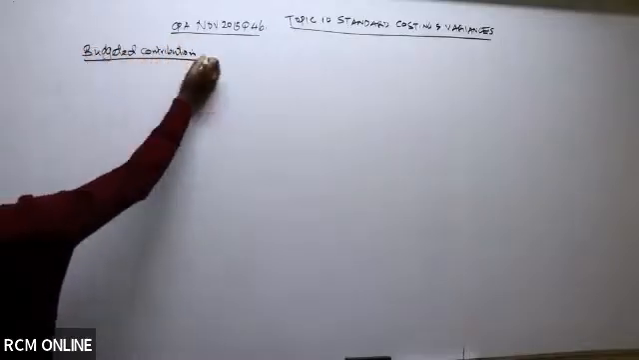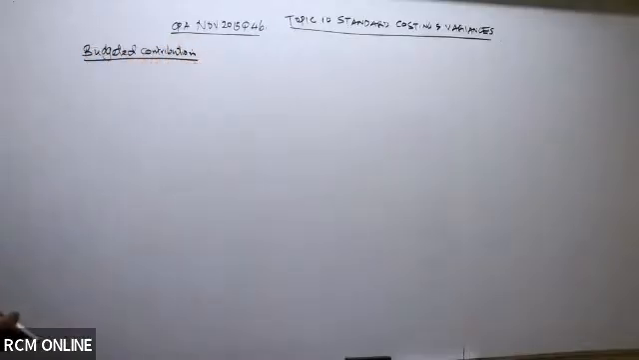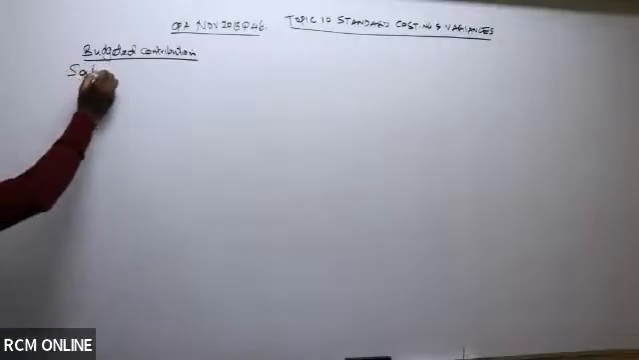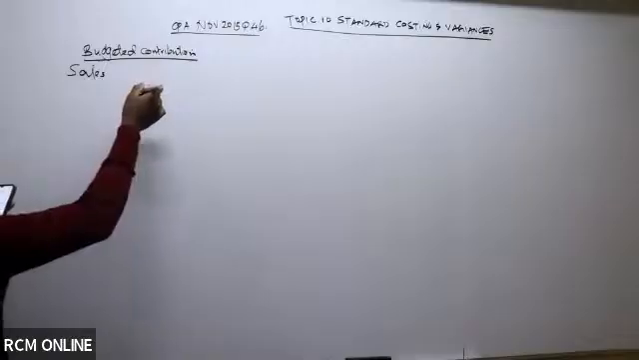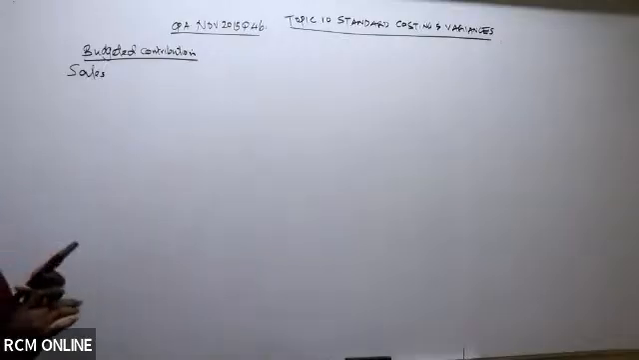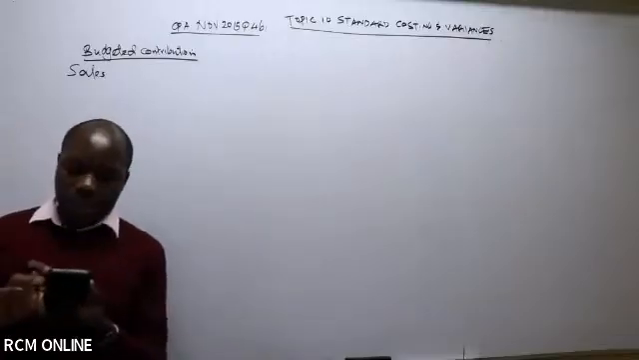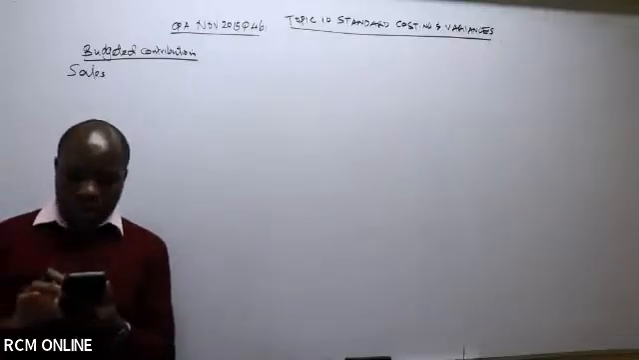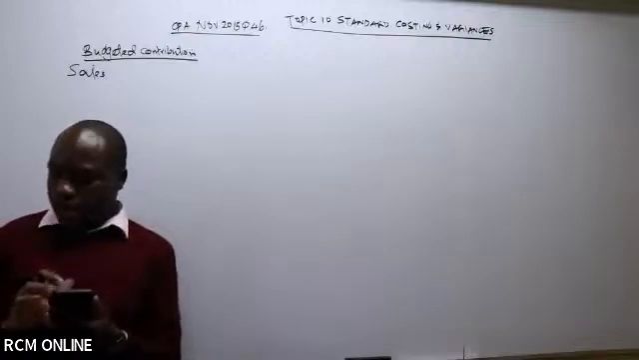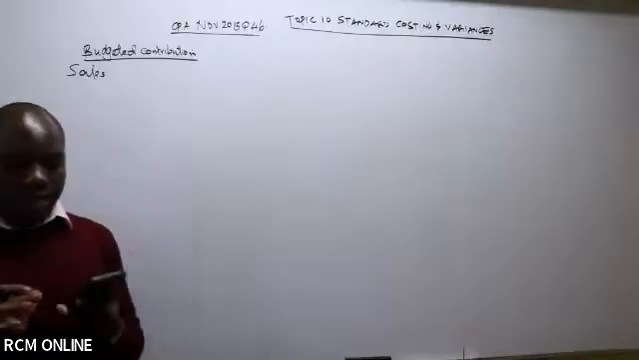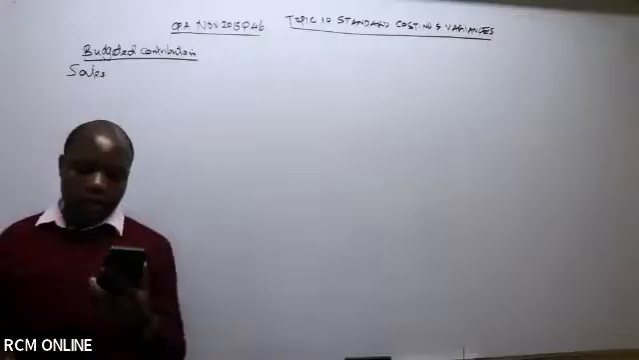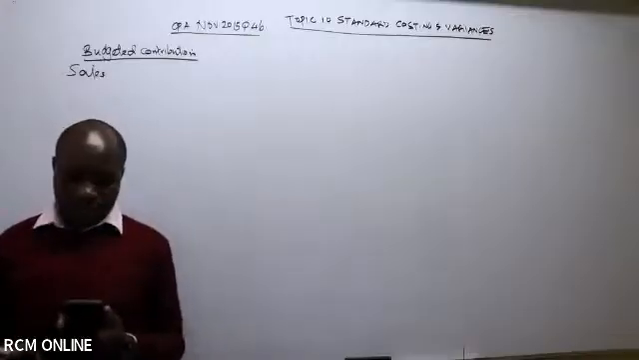Budgeted contribution. We need to get sales, right? We are given a selling price per unit, which is 136. So how many units were budgeted? Budgeted production. Do we have that information anywhere? Additional information number one, that is 38,000. So 38,000 by 136. What will you have?